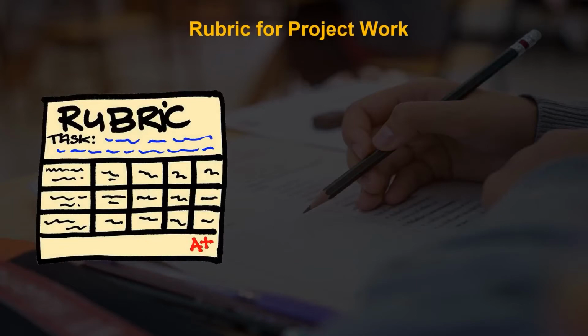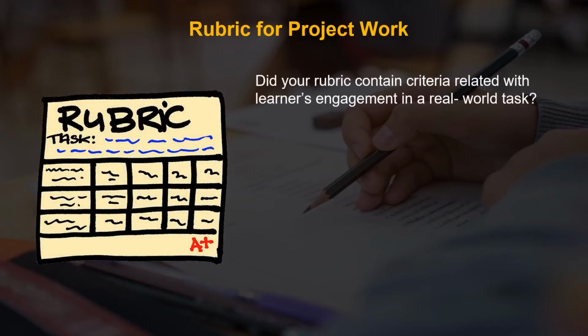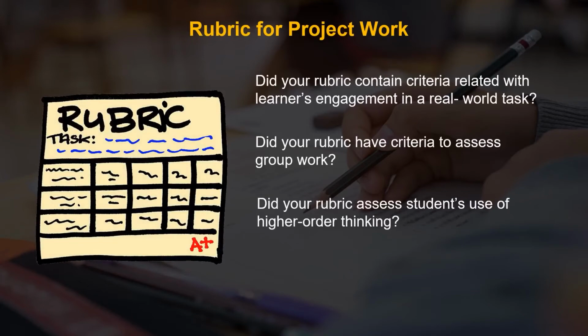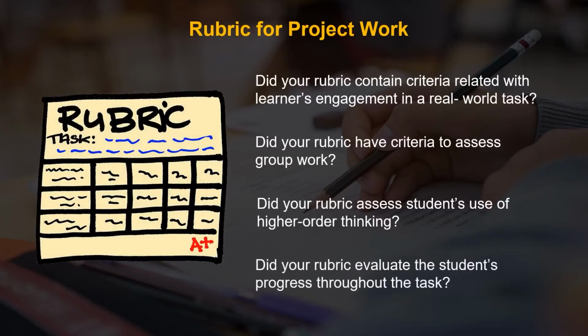When we think of a rubric, different questions come to the minds of the teachers. Did your rubric contain criteria related to the learner's engagement in a real world task? Secondly, did your rubric have criteria to assess group work? Thirdly, did your rubric assess students' use of higher order thinking? Lastly, did your rubric evaluate the students' progress throughout the task? These are some of the criteria, in question form, that come under the rubric. By using this rubric, it's possible to assess the project work in a judicious manner. This is about the assessment of project work.